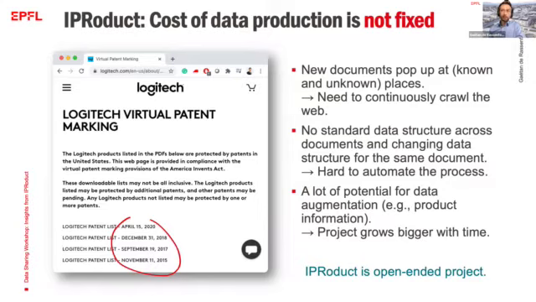In addition to that, there is no standard data structure across documents. So the Logitech document will be different from the Philips document, and there is even a changing data structure within documents. So Logitech might have an Excel file back in 2015, then move to a Word document, then move to a PDF. They might produce information in a table, or then simply in full text. So essentially, it's very hard to automate the process.